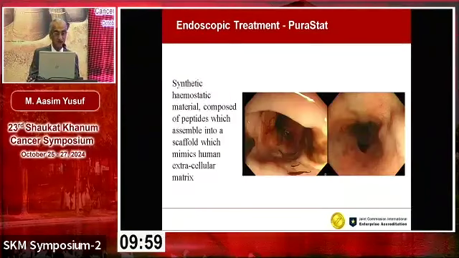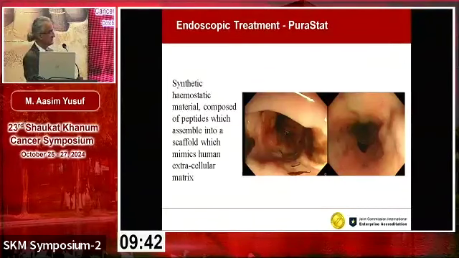A slightly newer form of treatment. We don't have this yet in Pakistan, and so these images are not ours. But Puristat, that's a trade name, is a synthetic hemostatic material composed of peptides which assemble into a scaffold which mimics the human extracellular matrix. In these images, you see an ulcer over here at 3 o'clock and a black ulcer here at sort of 7 o'clock. This is the esophagus.